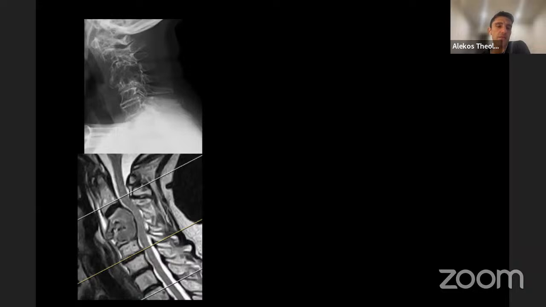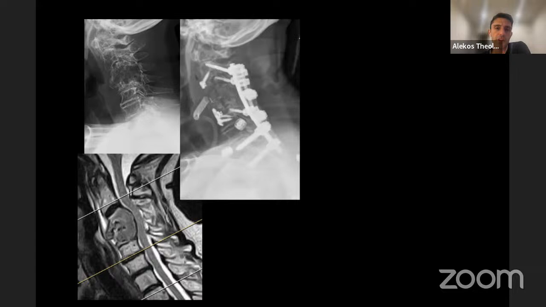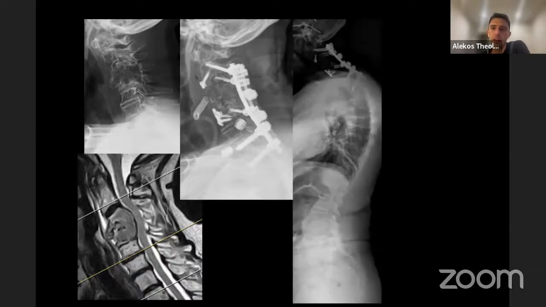So this is a lady with multiple myeloma who has a lesion at C3, 4, and 5, and she has kyphosis, and she was having progressive neurologic deficit. So we ended up addressing this with a 3-level corpectomy from the front and a C2 down to T2. And these were her discharge x-rays from the hospital. These are her first post-op x-rays.